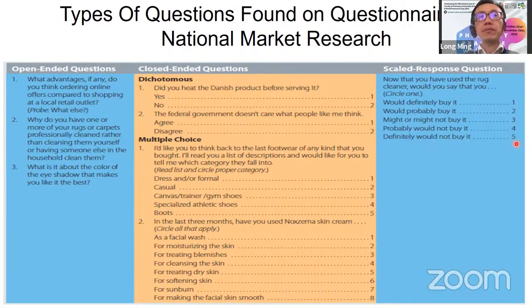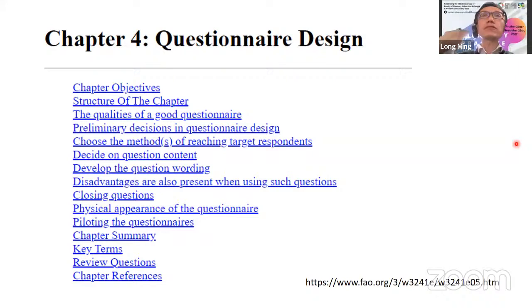For those interested to read further, this link is quite good. They discuss in detail how to go about designing a questionnaire.